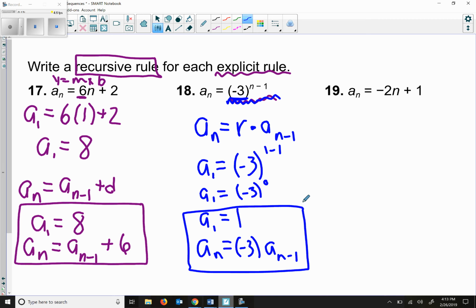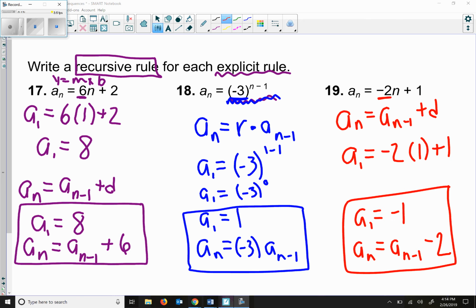So again, I just ask you guys to pause the video, try number 19 on your own. Number 19 and number 17 are very similar, so hopefully you guys are able to get that one done pretty quickly. So I'm going to pause my video, I'm going to show the work, and then we'll come back on and finish it up. Okay, back at ya.